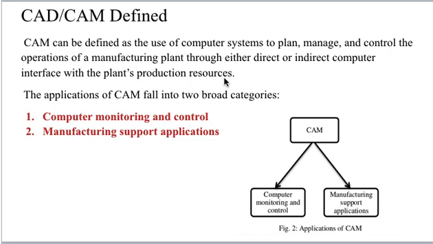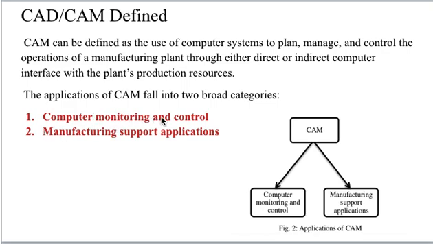As indicated by the definition, the applications of computer-aided manufacturing fall into two broad categories. One is computer monitoring and control, and the other is manufacturing support applications.